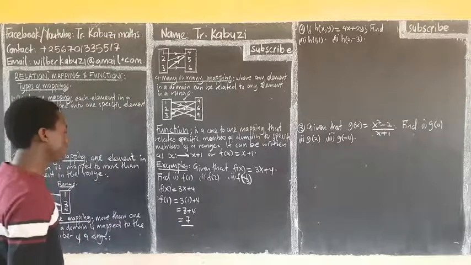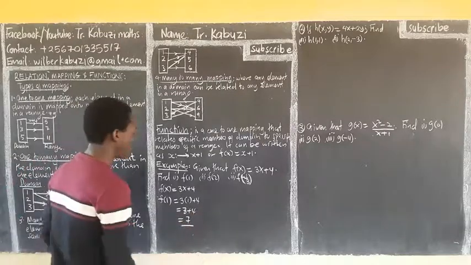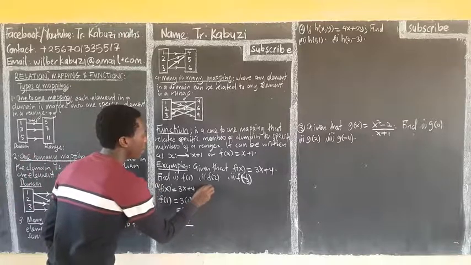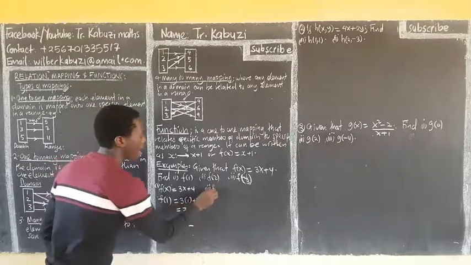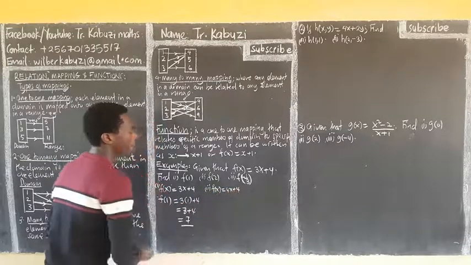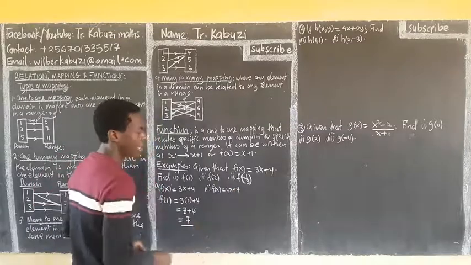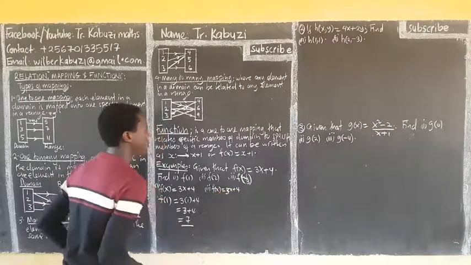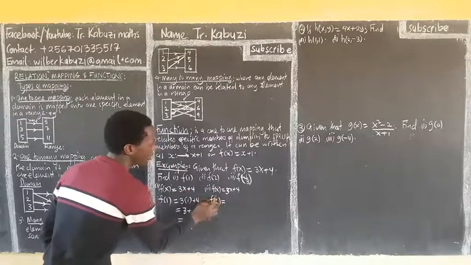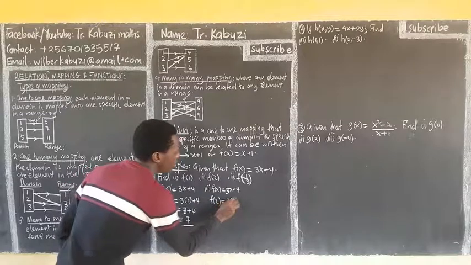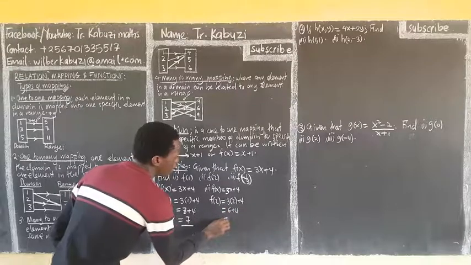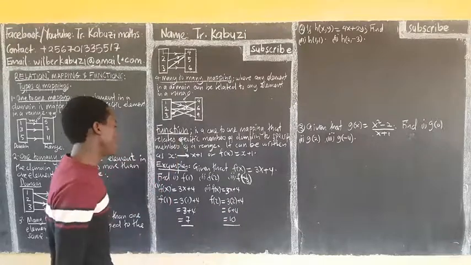As simple as that. When you come to Roman numeral 2, you want to get f of 2. Remember, the original function is 3x plus 4. So for f of 2, where there is x, you put 2: 3 into 2 plus 4. This will be 6 plus 4, which is 10. You just substitute.